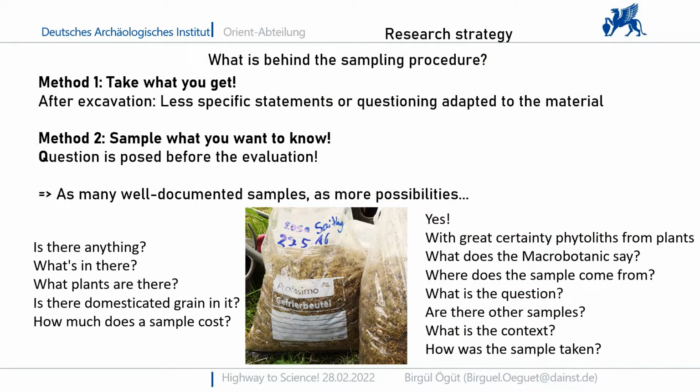But why is sampling so important? I would like to explain this in more detail. Roughly speaking, I have distinguished between the following two methods, somewhat exaggeratedly. Method 1 is take what you can get. This means that the samples are from finished excavations and there are usually less specific statements about the material possible. Method 2 is sample what you want to know. The research question can be asked before sampling. Either way, the more well-documented samples you have, the more possibilities there are.